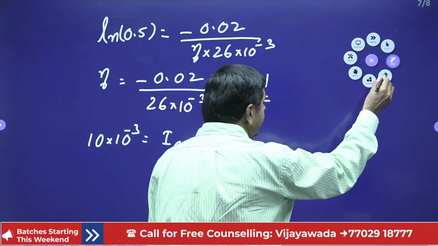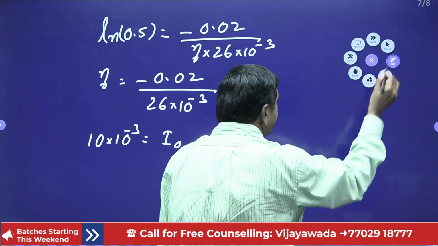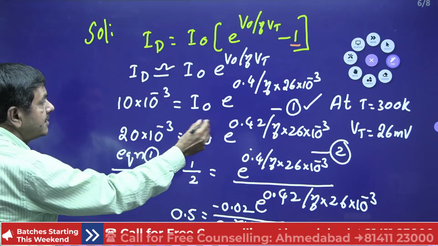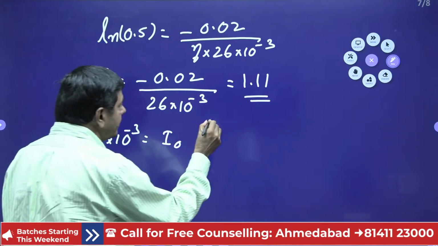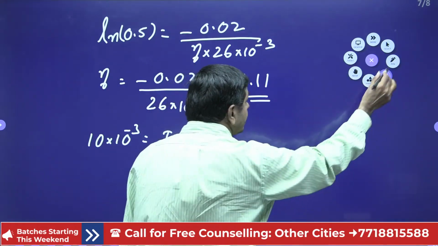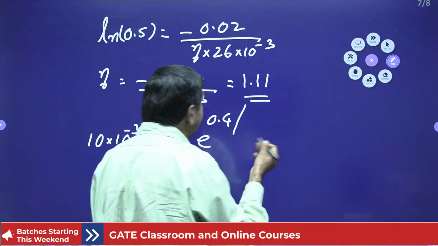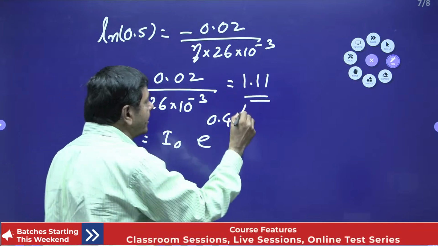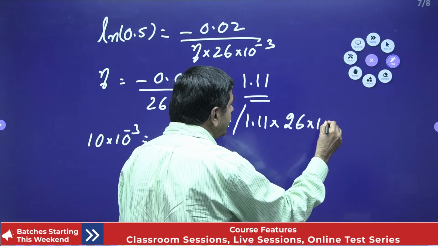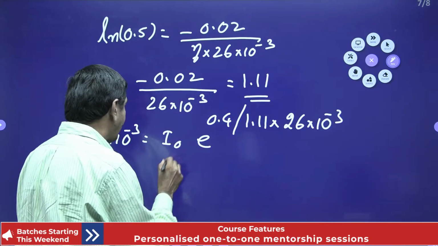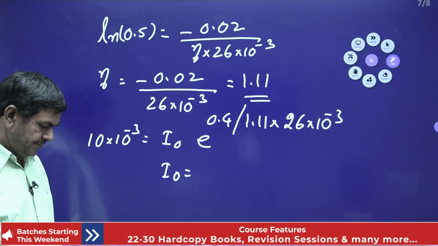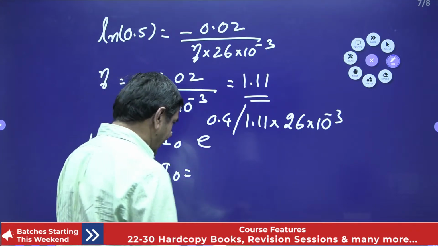E power 0.42 divided by eta into Vt. Eta is nothing but what we got already, 1.11, into Vt, which is 26 milli. Use the calculator and you get the I naught value directly. That I naught will come as 9.45 nanoamperes.